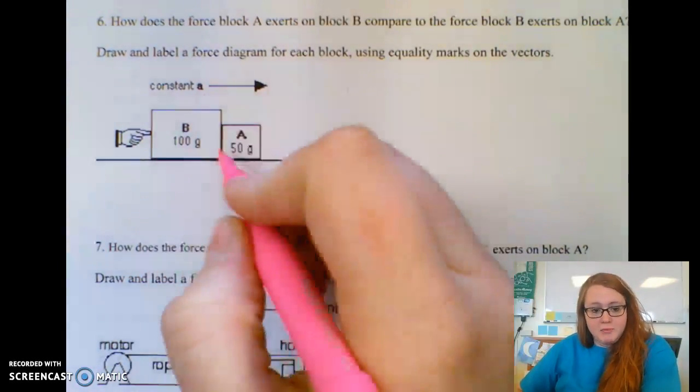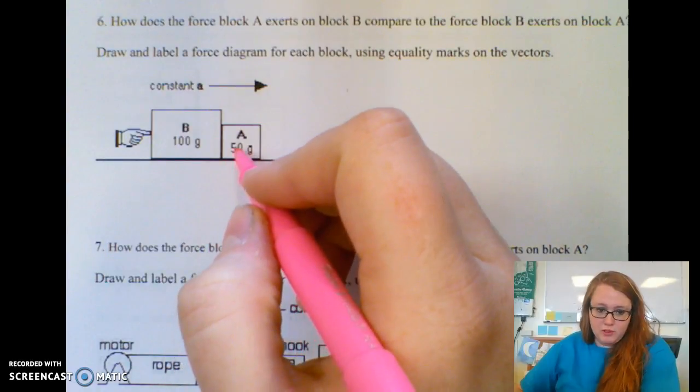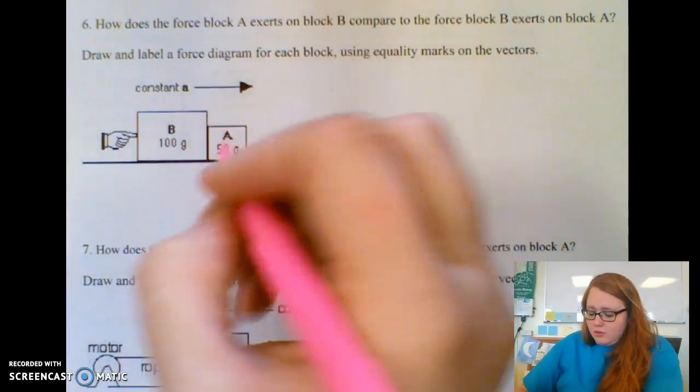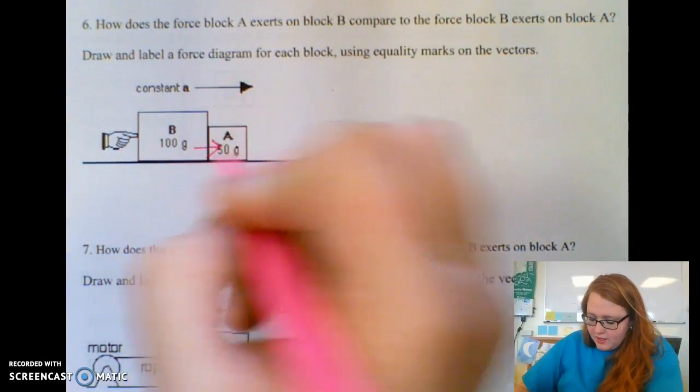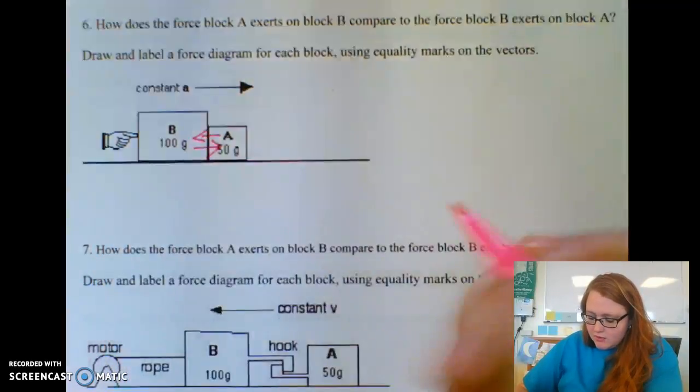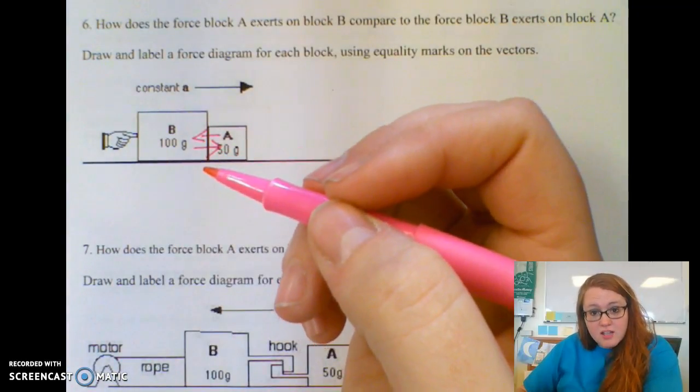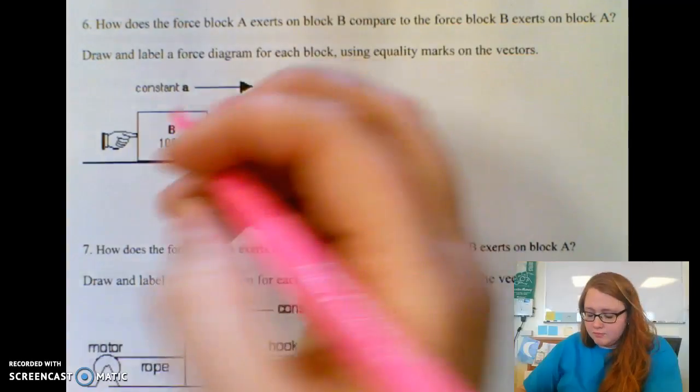We have block B and block A. I'm going to draw a separate free body diagram for each one, and then we're going to look at the forces between B and A and the forces that create Newton's third law pair. Here we have an interaction. Anytime you have an interaction between two objects, anytime they touch, you're going to have a Newton's third law pair.